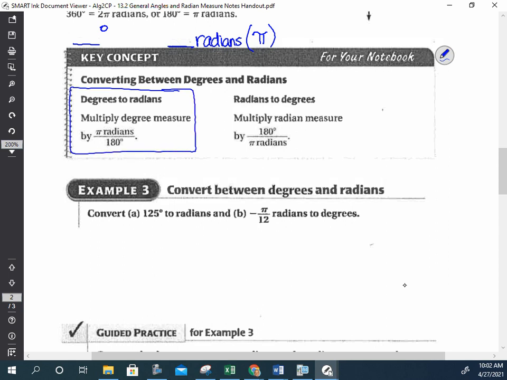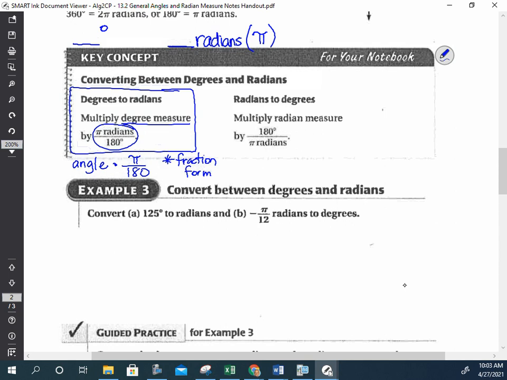To change from degrees to radians, we multiply the degree measure by pi over 180. So you're going to take the angle and multiply it times pi over 180. For degrees to radians, your answer must be in fraction form. No decimals with degrees to radians.